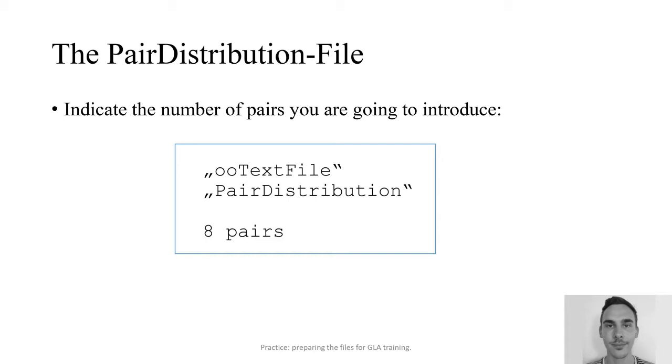In the toy example we will work with for the purpose of this class, we are dealing with 4 pairs. Another thing to note here is that actually only the number 4 will be interpreted by Praat, while the word pairs will be ignored. Nevertheless, I would highly recommend documenting your file in that way for better readability. There will be several instances like this throughout the pair distribution and OT grammar file, so bear this in mind.